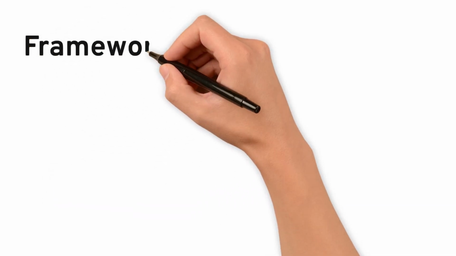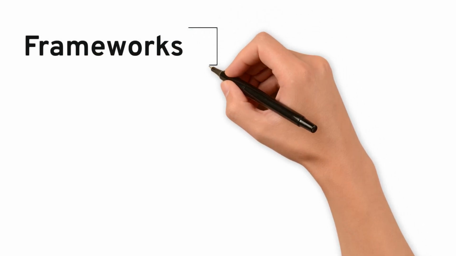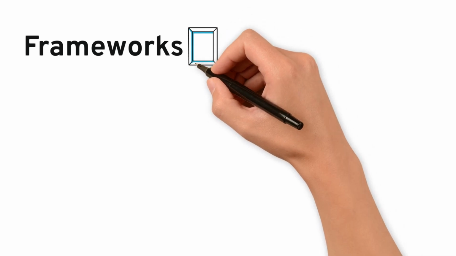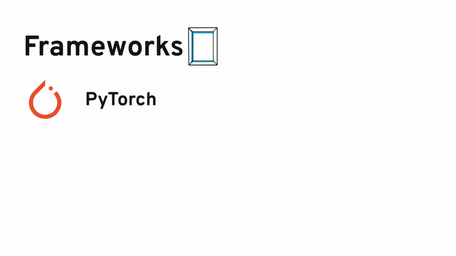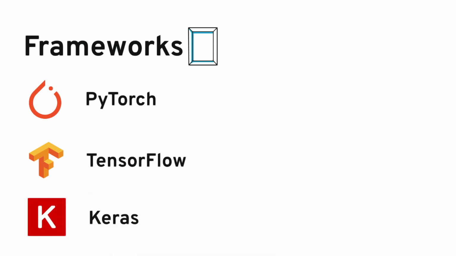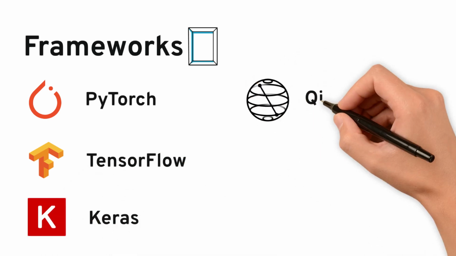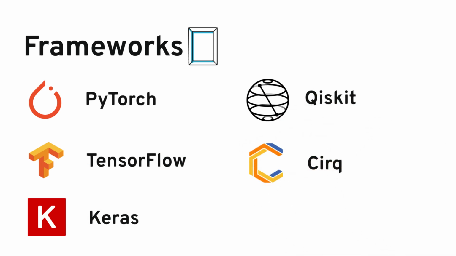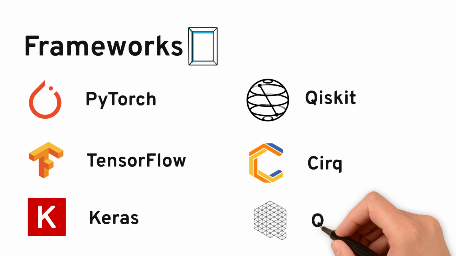For both classical machine learning and quantum machine learning, there are different frameworks available to the public. A few of the common ones are PyTorch, TensorFlow, and Keras for classical machine learning, and Qiskit, Cirq, and Q# for quantum machine learning. The pipeline of building, training, and testing a machine learning model is similar in both quantum machine learning and classical machine learning.